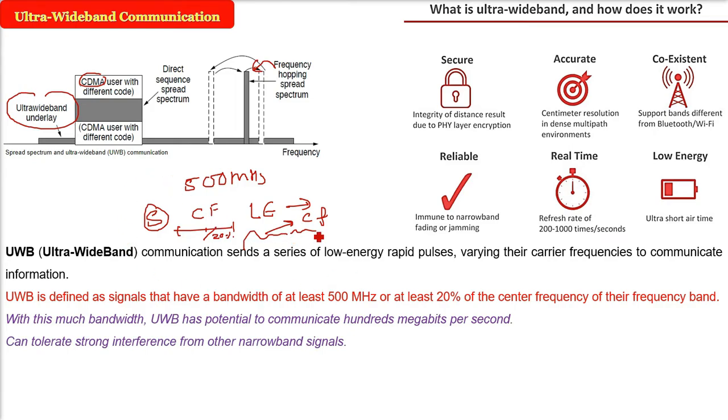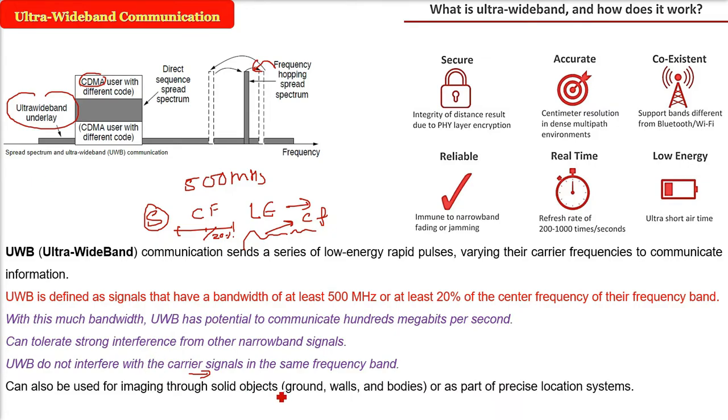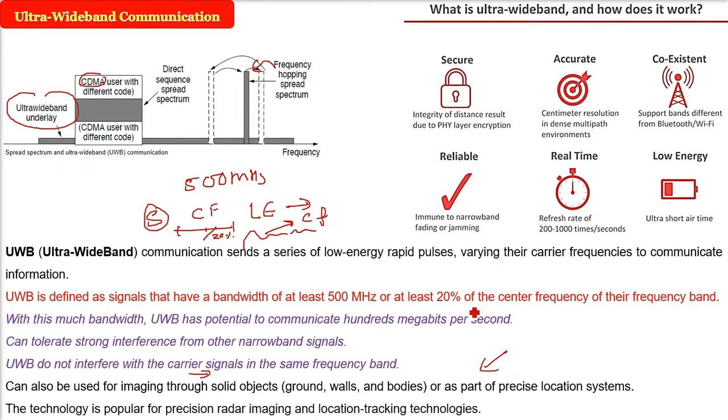It can tolerate strong interference from other narrowband signals, and UWB doesn't interfere with the carrier signals in the same frequency band. This is the whole concept here. It can also be used in imaging through solid objects. Why? Because it passes through ground, walls and bodies, and it can also be used as part of a precise location system. That is why it is used for imaging, precision radar imaging and precise location systems, so location tracking technologies.